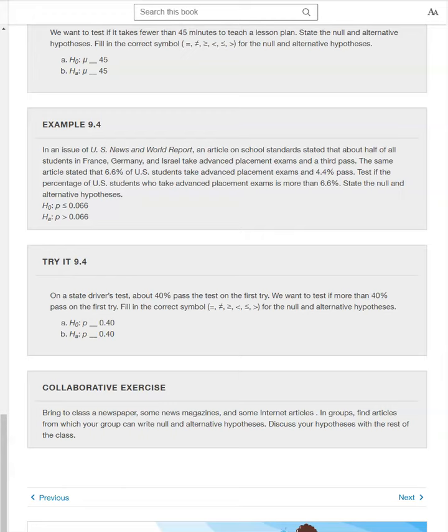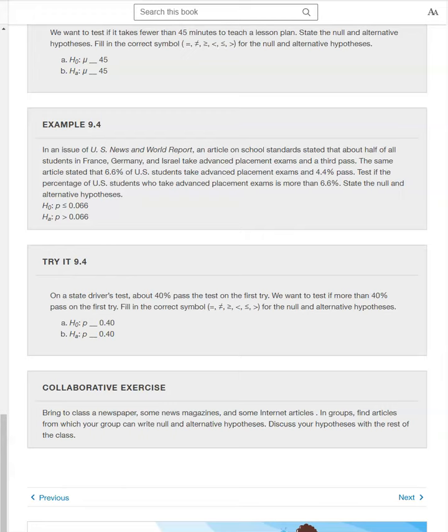Example 9.4 says, in an issue of U.S. News and World Report, an article on school standards stated that about half of all students in France, Germany, and Israel take advanced placement exams and a third pass. So a third of those pass. The same article stated that 6.6% of U.S. students take advanced placement exams and 4.4% pass.